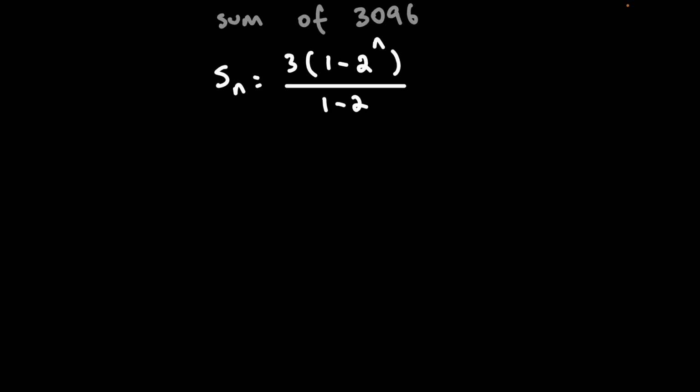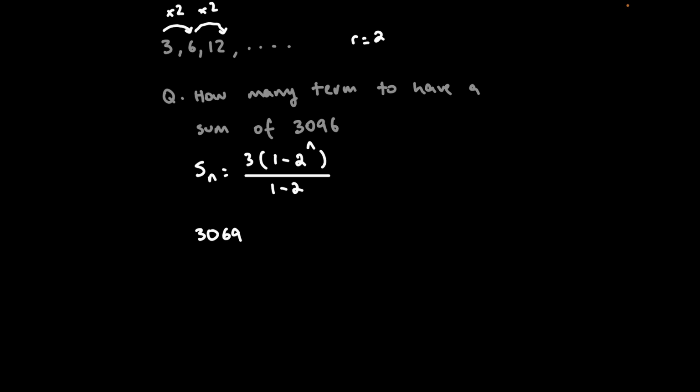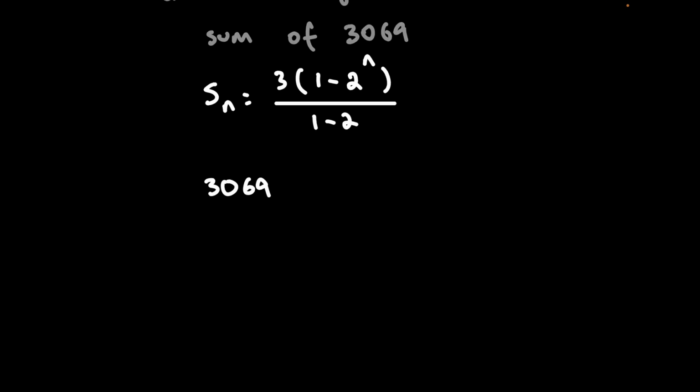And we know that the series must equal 3069. In this case, I'm just going to change it to 3069 in the question. I made a typo. So now that we have this, 3069 equals 3 times 1 take 2 to the power of n, all over 1 take 2, or in this case, negative 1.